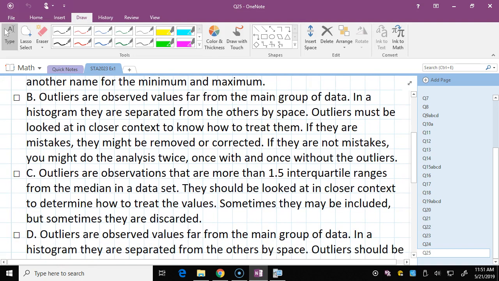Outliers observe values far from the main group of data. In a histogram, they are separated from the others by space. Outliers must be looked at in close context in order to know how to treat them. If they are mistakes, they might be removed or corrected. If they are not mistakes, you might do the analysis twice, once with and once without.